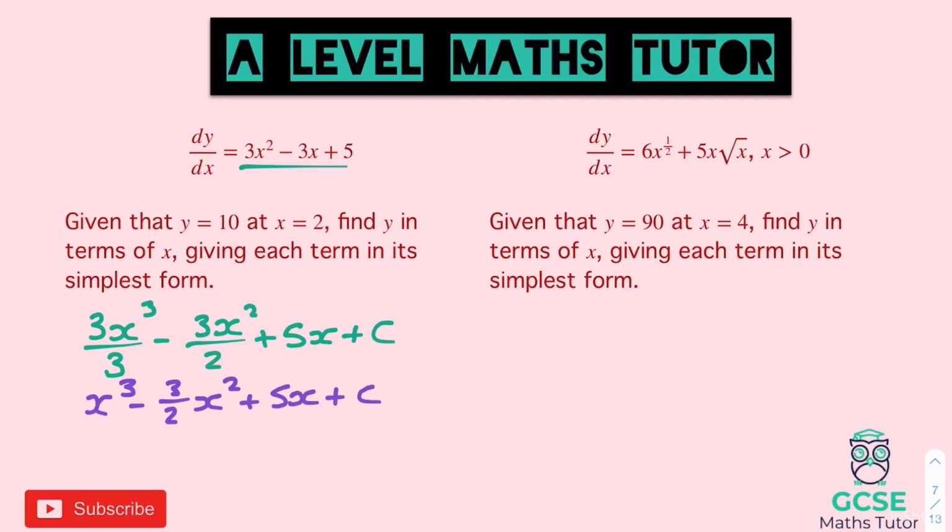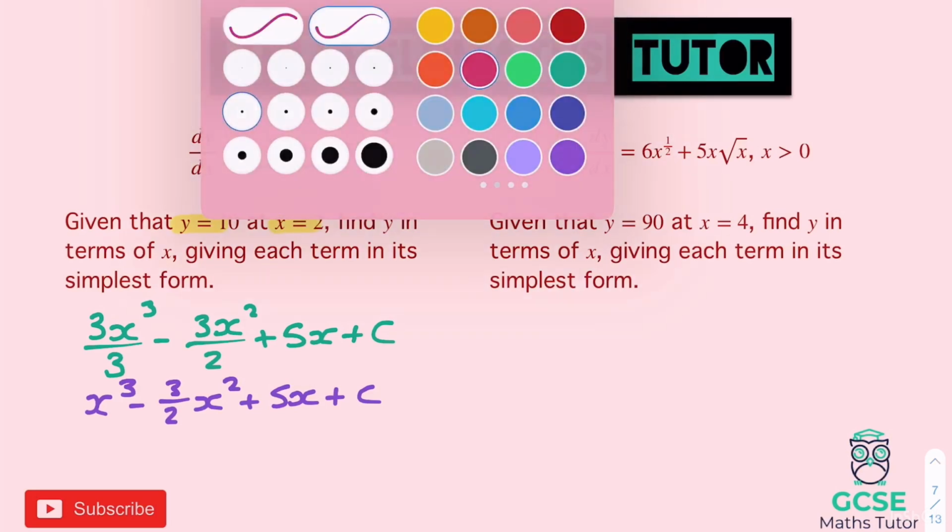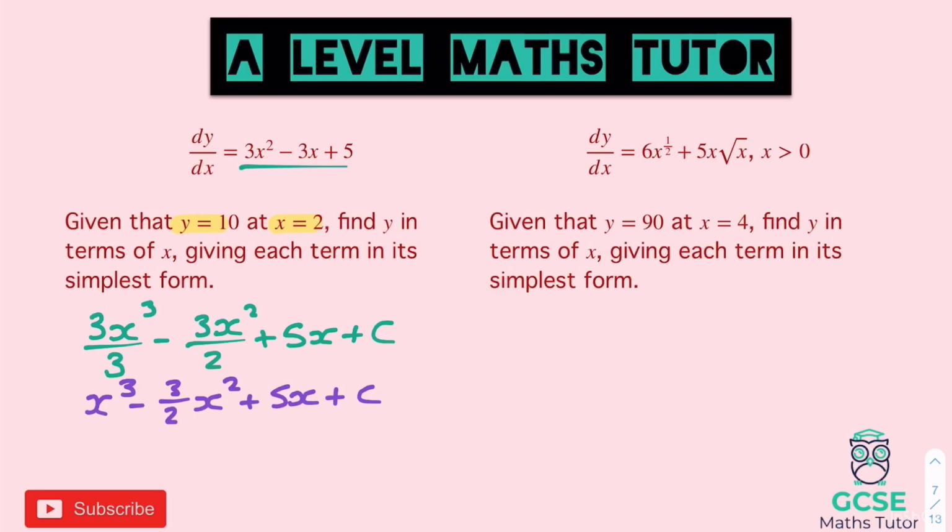There we go. Right, so subbing the values in then, we've got y equals 10 when x equals 2. So if we go and sub these in, let's see what we get. So we've got 10 equals, and we get 2 cubed there when we sub in x equals 2, so we get 8 minus 3 halves of x squared there, which is 4, there we go, plus 5 lots of 2 plus c, and we just need to make this all balance out.